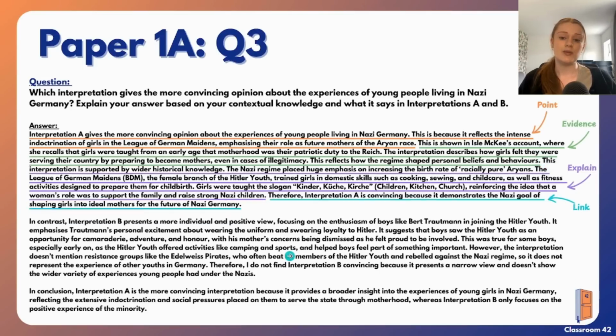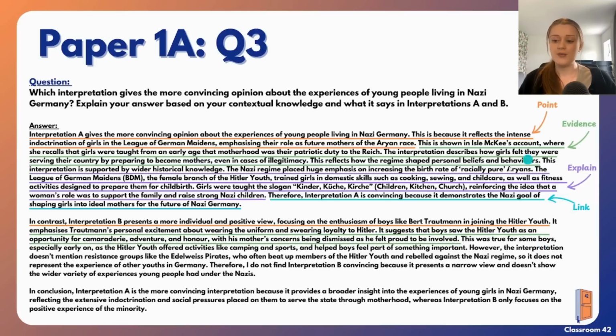And then we just need to make sure that we link back to the question, to make sure that we are talking about the interpretations and which is more convincing. So, therefore, interpretation A is convincing because it demonstrates the Nazi goal of shaping girls into ideal mothers for the future of Nazi Germany. Okay, and then we just need to do the exact same for interpretation B. You can see here we have added in our point. In contrast, interpretation B presents a more individual and positive view.